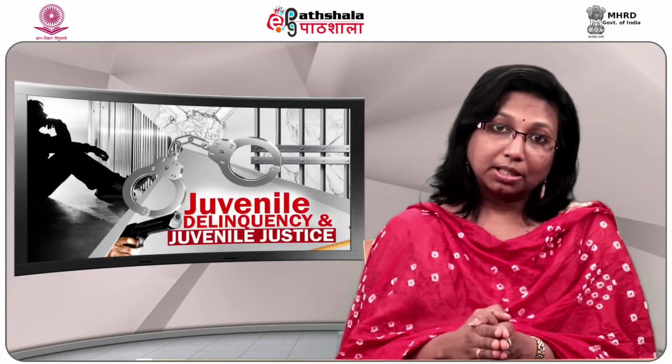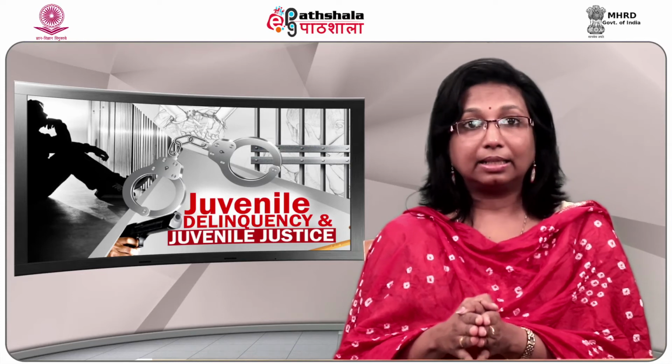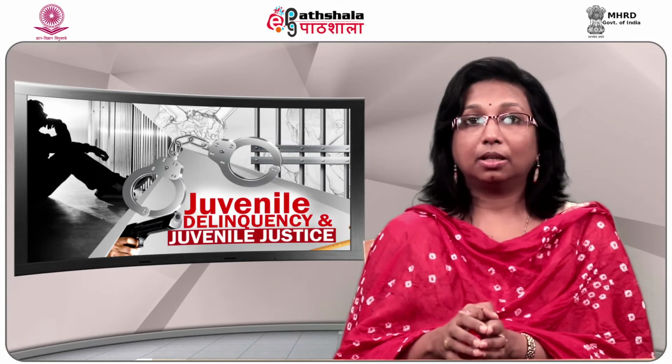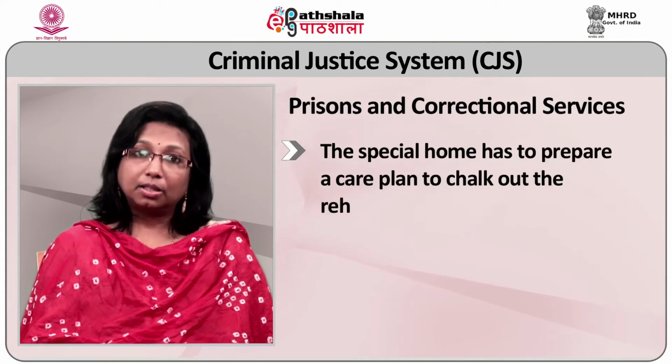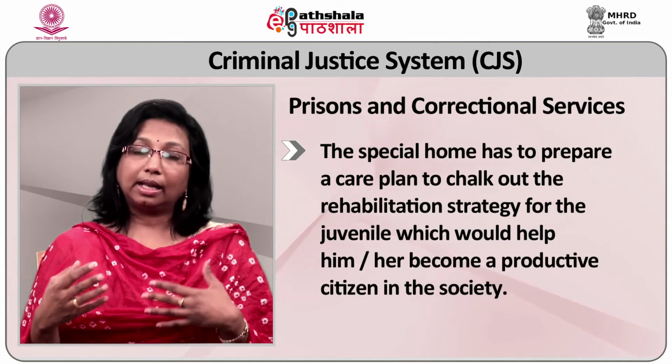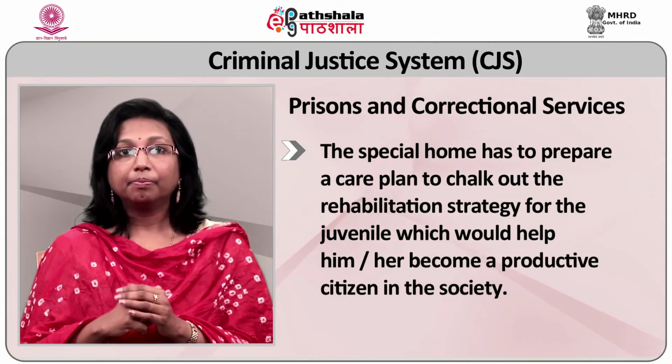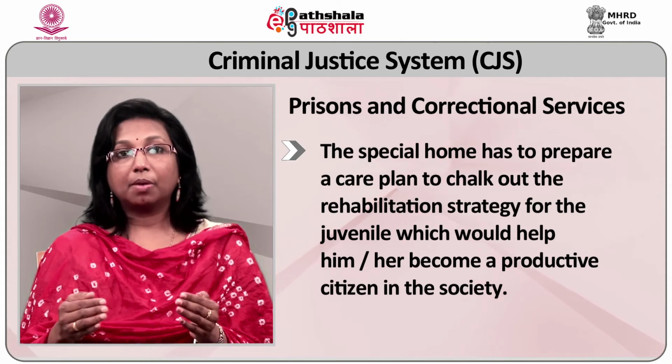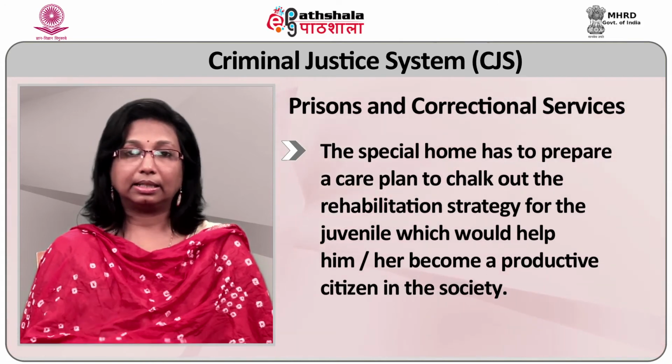In the JJ system, the special home is supposed to have facilities for counseling, education, vocational training. The special home has to prepare a care plan to chalk out the rehabilitation strategy for the juvenile, which would help him or her become a productive citizen in society. The special home may be government run or run by private organizations or NGOs, unlike the adult system where the prisons are not run by private organizations.